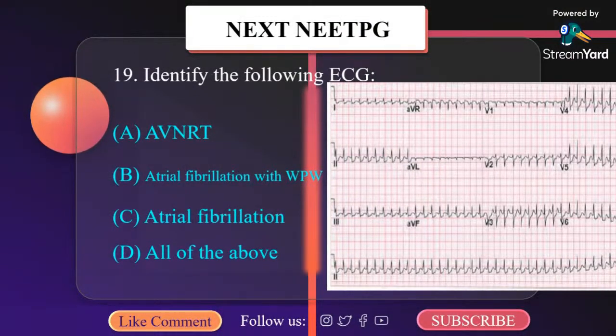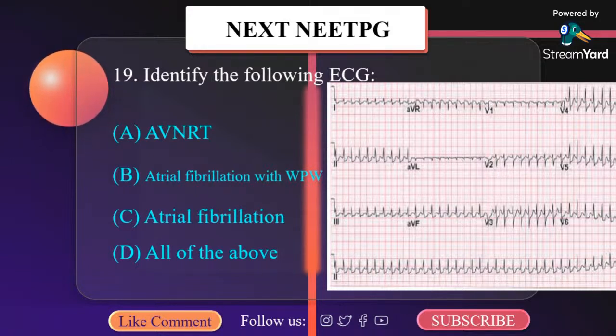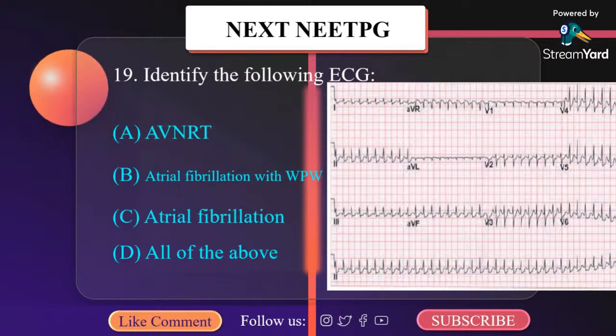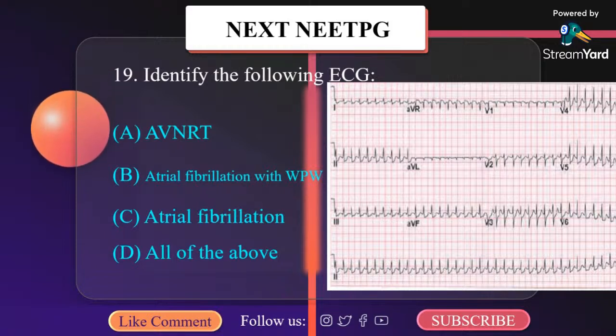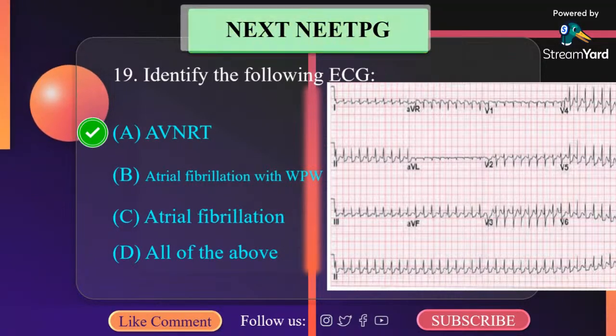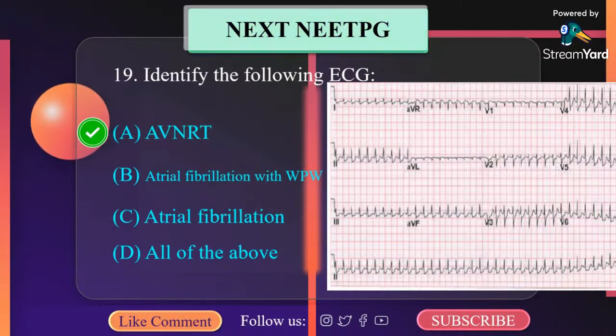Identify the following ECG. A. AVNRT, B. Atrial fibrillation with WPW, C. Atrial fibrillation, D. Ventricular tachycardia. The ECG shows narrow complex tachycardia at 220 beats per minute. There are no visible P waves. There is subtle notching of the terminal QRS in V1, that is pseudo R prime wave. There is a widespread ST depression. This is a common electrocardiographic finding in AVNRT, and does not necessarily indicate myocardial ischemia. So the correct answer here is AVNRT, atrioventricular nodal re-entry tachycardia.